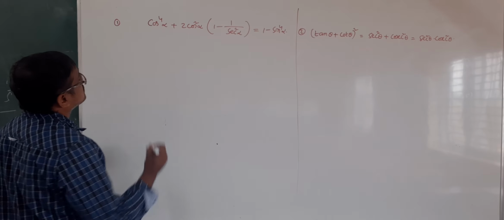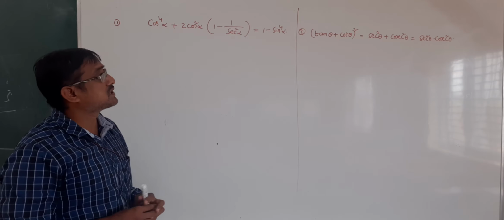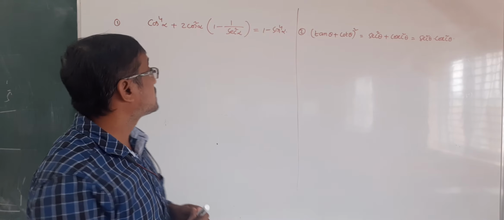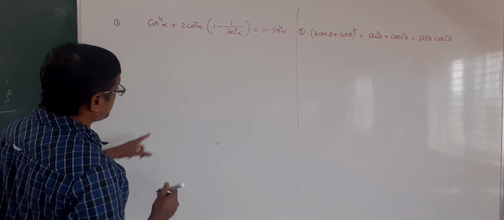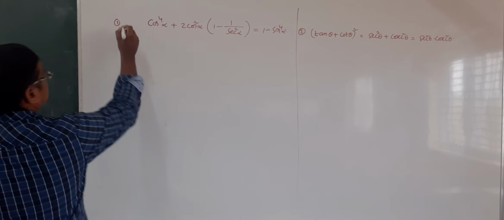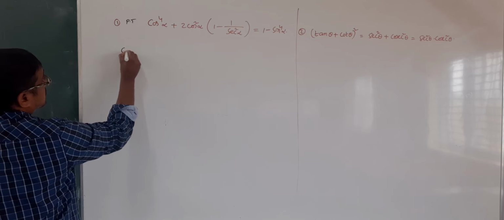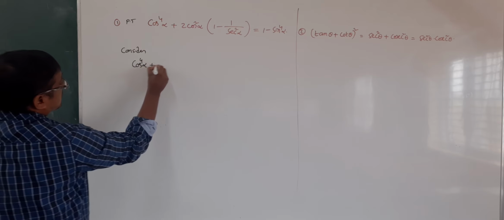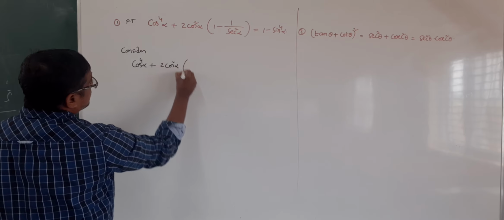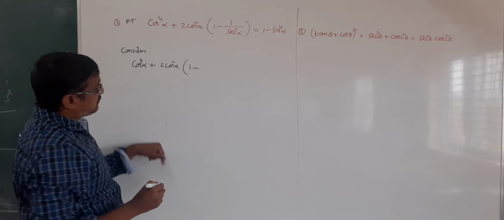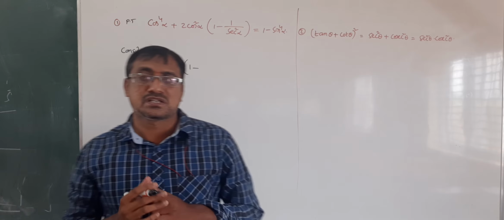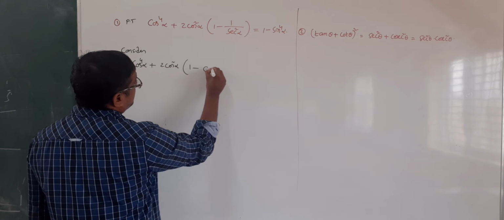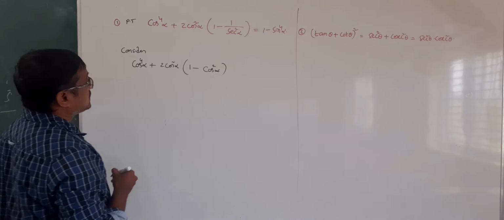Next problem: cos power 4 alpha plus 2 cos square alpha into 1 minus 1 by secant square alpha is equal to 1 minus sin power 4 alpha. So let us consider cos power 4 alpha plus 2 cos square alpha into 1 minus 1 by secant square alpha. The reciprocal of secant is cos. So 1 by secant square alpha will be cos square alpha.